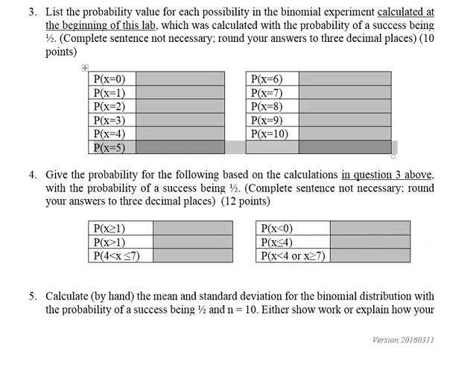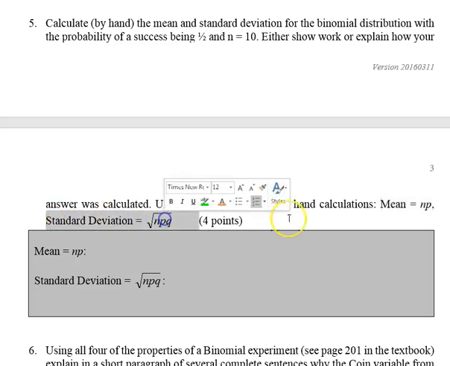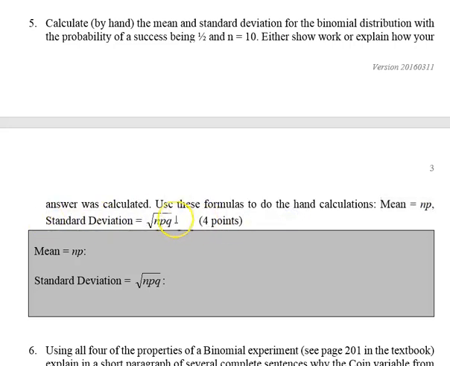Number 5 gives you the formulas that you need for mean and for standard deviation. So use those formulas and our values for N, P, and Q that are stated here and calculate the mean and the standard deviation. So be sure to either show your work or explain how your answer was calculated to get full credit. Recall that P is the probability of success and Q is 1 minus that, which would be the probability of failure.